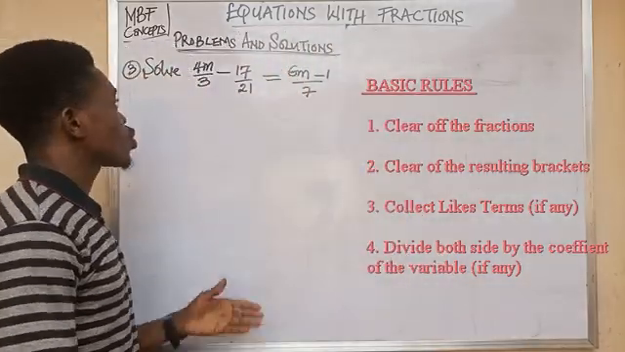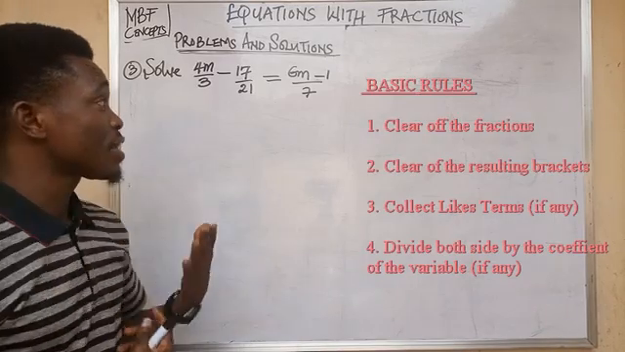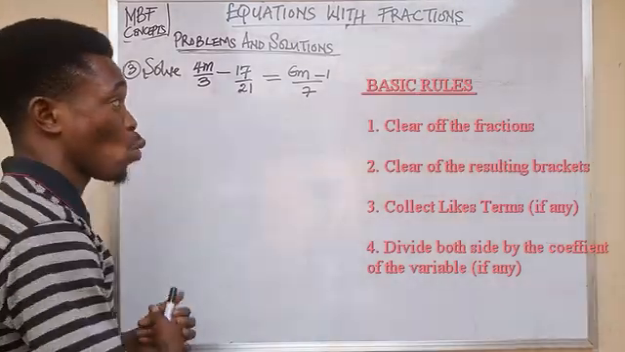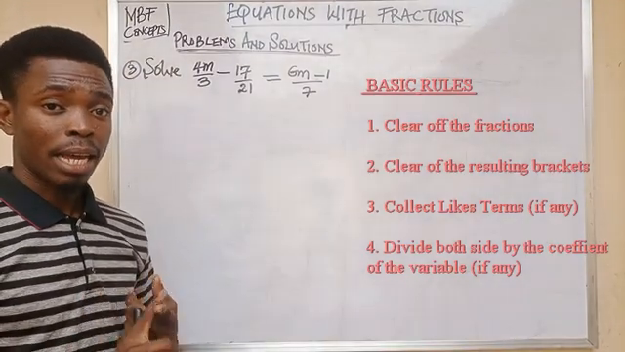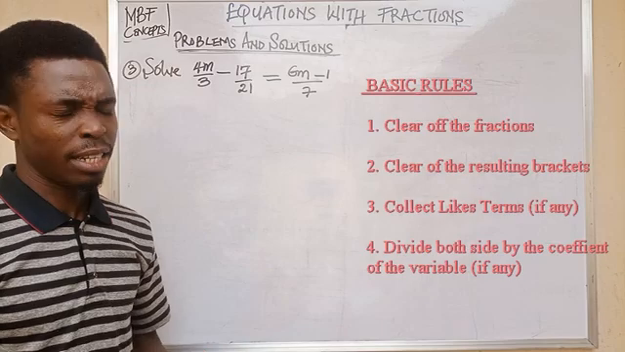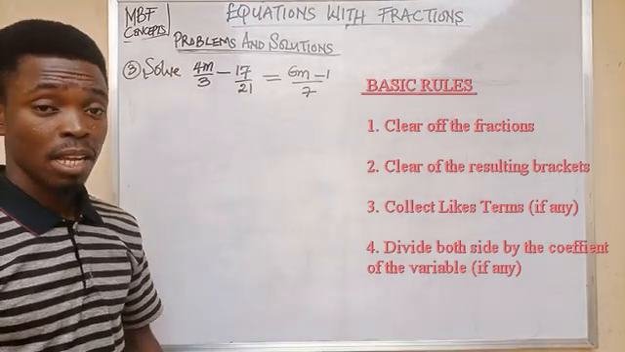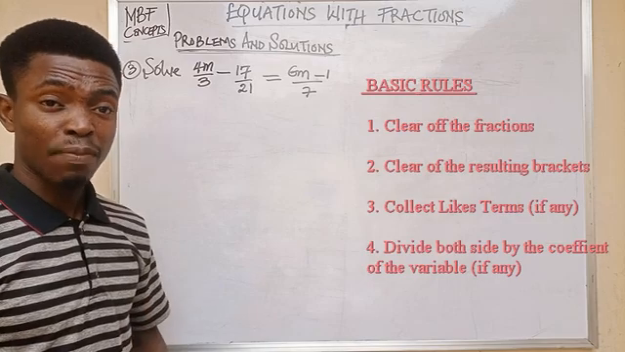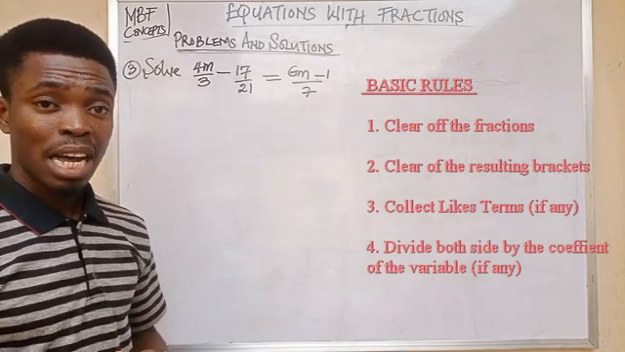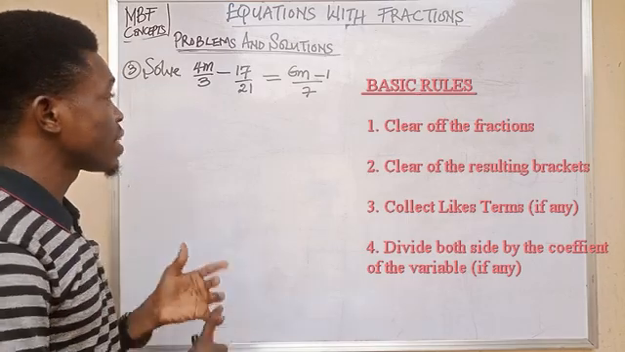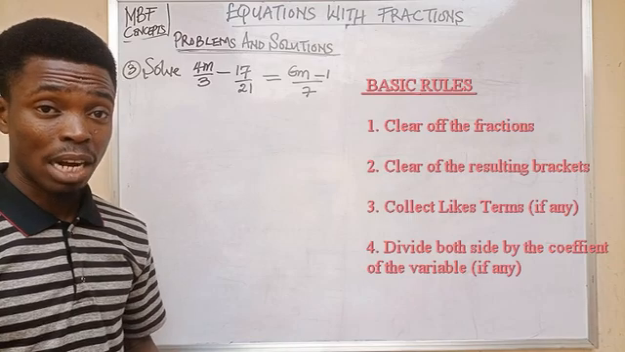Now we are asked to solve 4m over 3 minus 17 over 21 is equal to 6m minus 1 all over 7. Here we have 3 fractions, so we have 3 denominators. The first denominator is 3, the second is 21, the third is 7. To clear the fractions, we are going to find the LCM of these 3 denominators. And guys, when you find the LCM of 3, 21 and 7, you are going to have 21. You can try that.